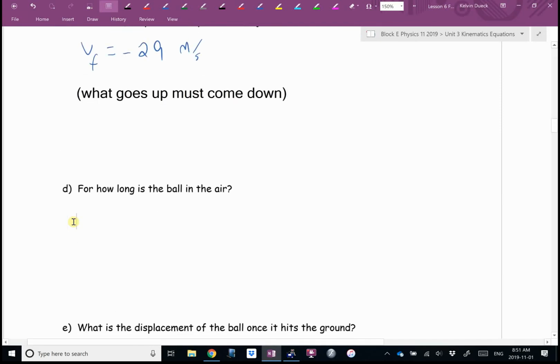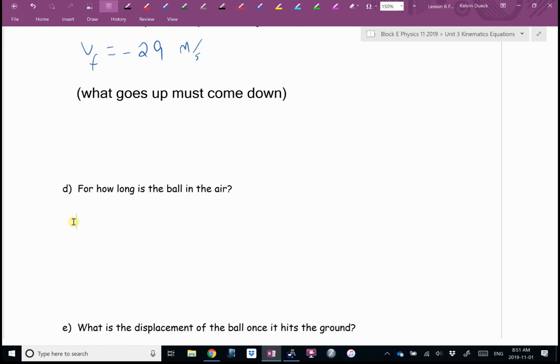D. For how long is the ball in the air? Kyla, what's this question asking me to find? Didn't we find time with Jana already? Isn't the answer 2.96 seconds? Or is it what? That's going up. Okay. And then it just has to come back down. So how could I figure out the total time?